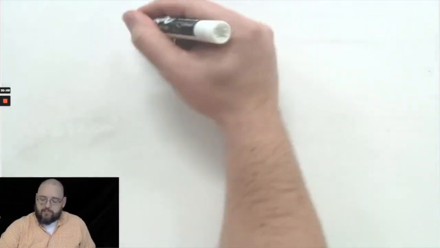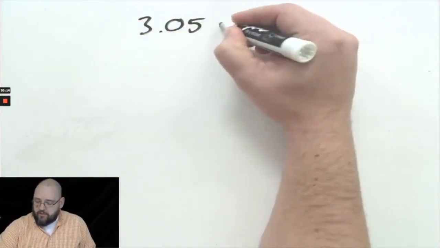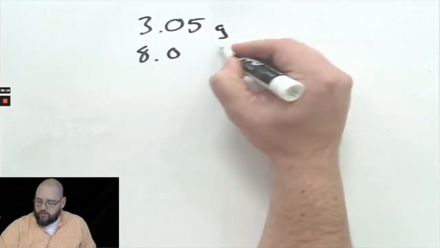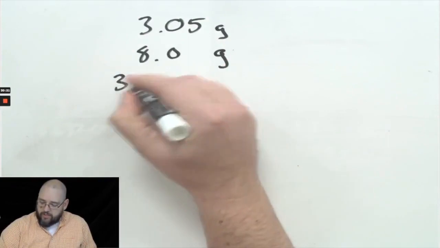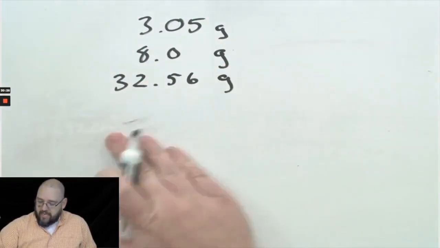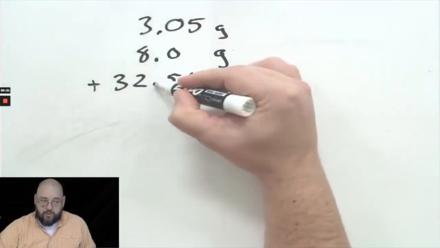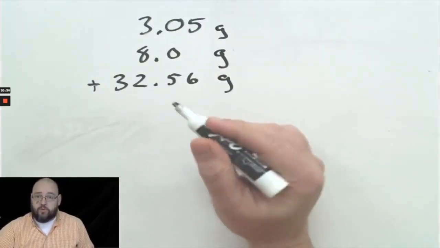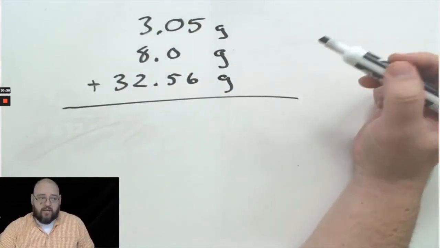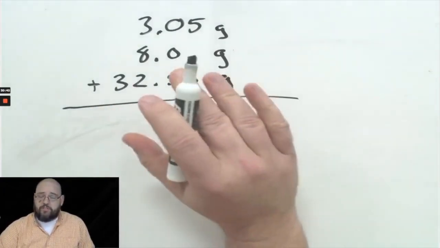Let's say I'm going to add together the numbers 3.05 grams, 8.0 grams, and 32.56 grams. I'm going to add these all together. It's very helpful, regardless of how a problem is given to you, to write it like you learned in elementary school, stacking them up, lining up the decimals, and adding them together this way. It's also very important that you note they have to have the same unit in order to add or subtract them. If they're different units, you can't add or subtract.